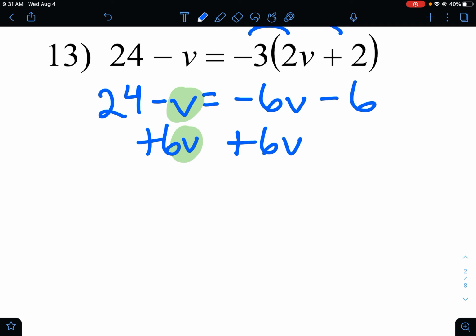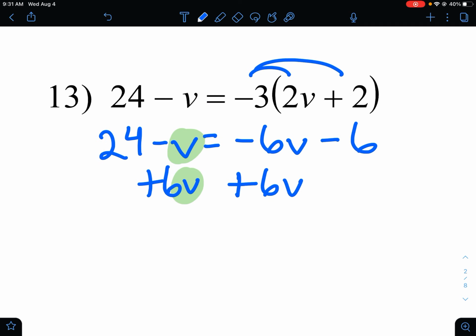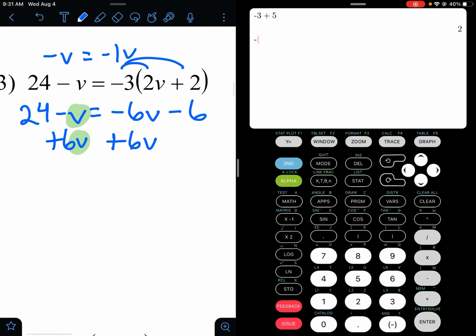So here we've got -v plus 6v. Keep in mind, -v is the same as -1v. We just don't put that 1 there. So if we were struggling, we could go to our calculator, and I would just do -1 plus 6, because what I'm doing is adding those numbers in the front. So I end up with 24 plus 5v equals -6. Do not lose the negative in front of the 6 there. It's got to stay with it.